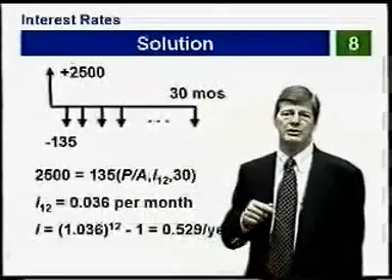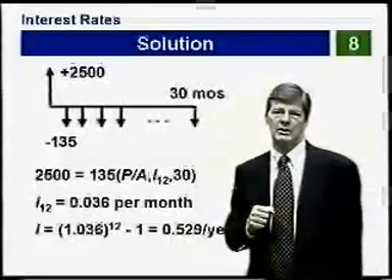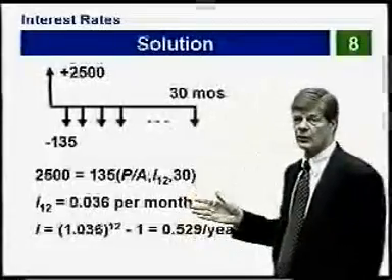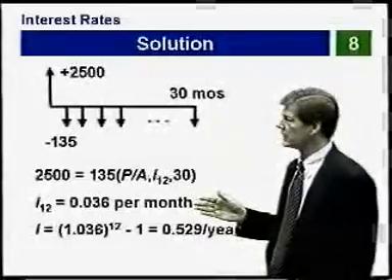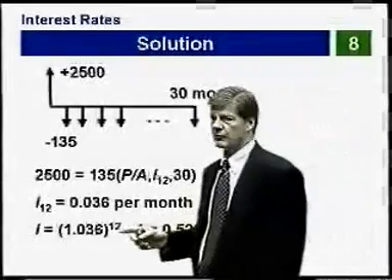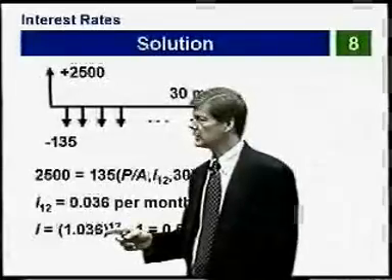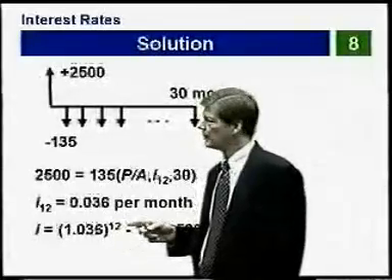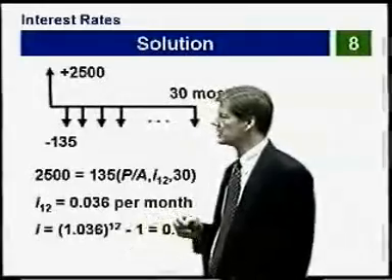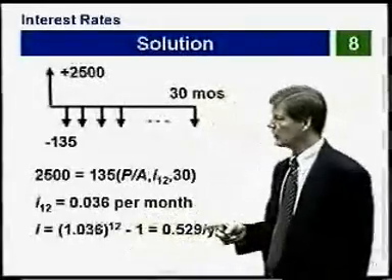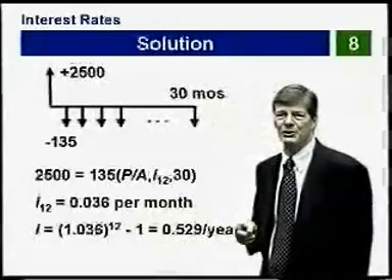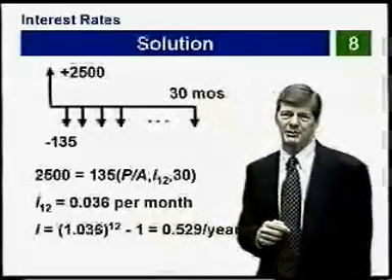If I wanted to know what is the effective annual interest rate that I'm paying, then I go through a time scale conversion. I will convert this monthly rate to an annual rate by using my formula: 1 plus the monthly interest rate, compounded 12 times, minus 1, which results in an effective annual interest rate of almost 53% per year. That is a pretty expensive loan.